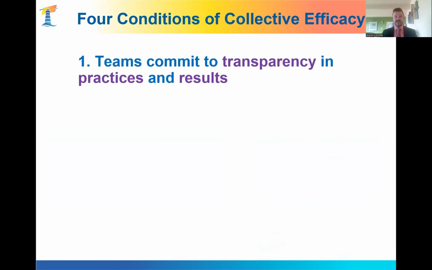And there are 4 conditions of collective efficacy. The first is that teams have to commit to transparency in practices and results. They have to be transparent with each other. They have to make a decision before they begin that this work is about helping students, and that data that they may see does not reflect them, but their students' reactions to instructions. And therefore, they should have no judgment around this, except how do we take action?